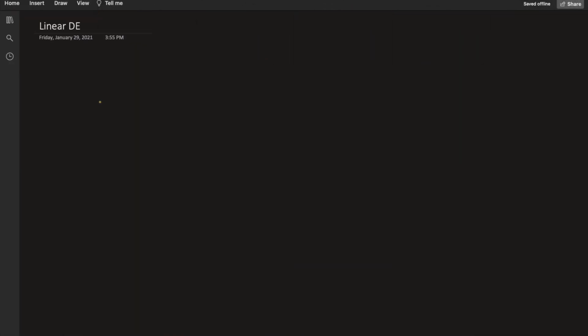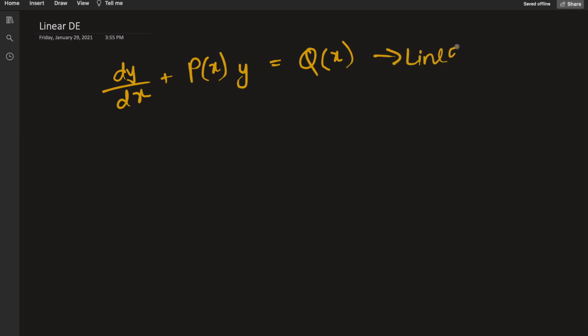Okay, so when we talk about linearity, we have differential equations of this form: dy over dx plus a function of x, p of x, times y is equal to q of x, another function of x. And this differential equation is what we call linear in y. How do you identify such differential equations? Well, you just look for a lone survivor y, like this. This is linear in y.